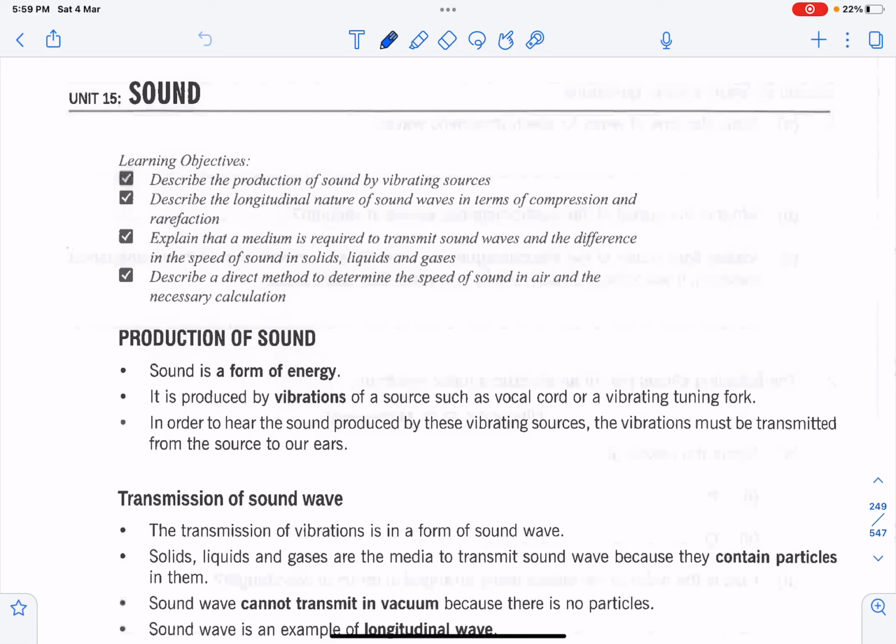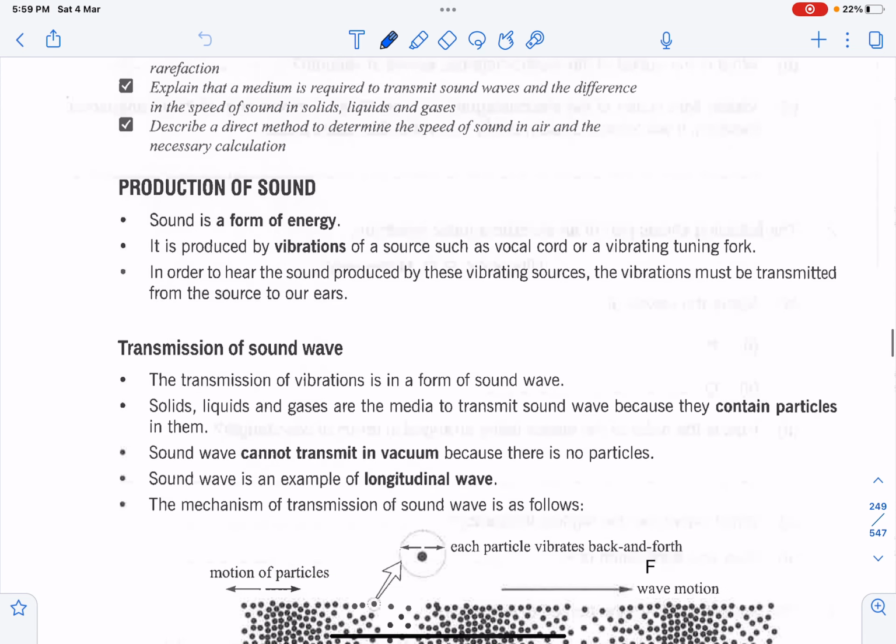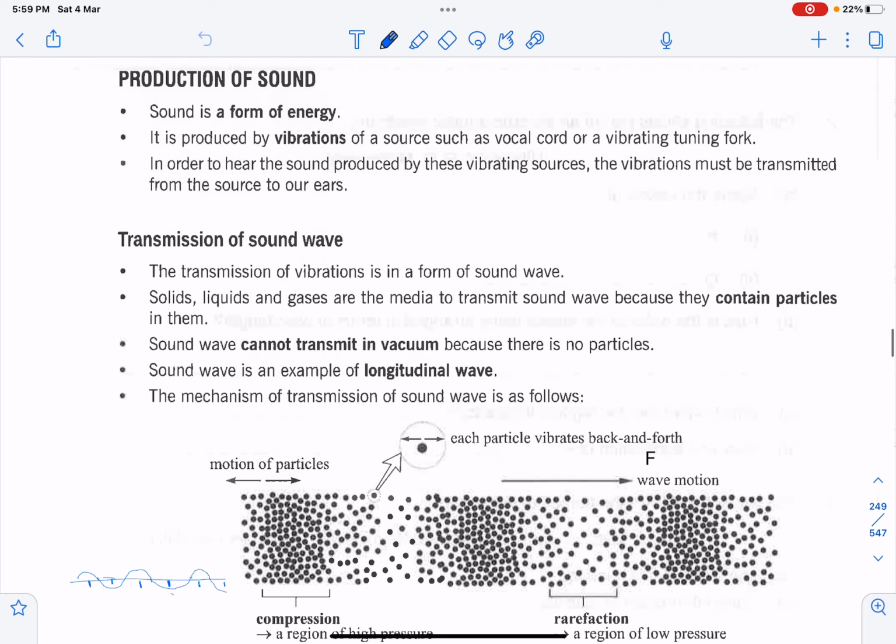Hi, today we'll be discussing sound. So, what exactly is sound? Sound is a form of energy and it is generally produced through the vibration of a source. In the human body, we have a vocal cord.